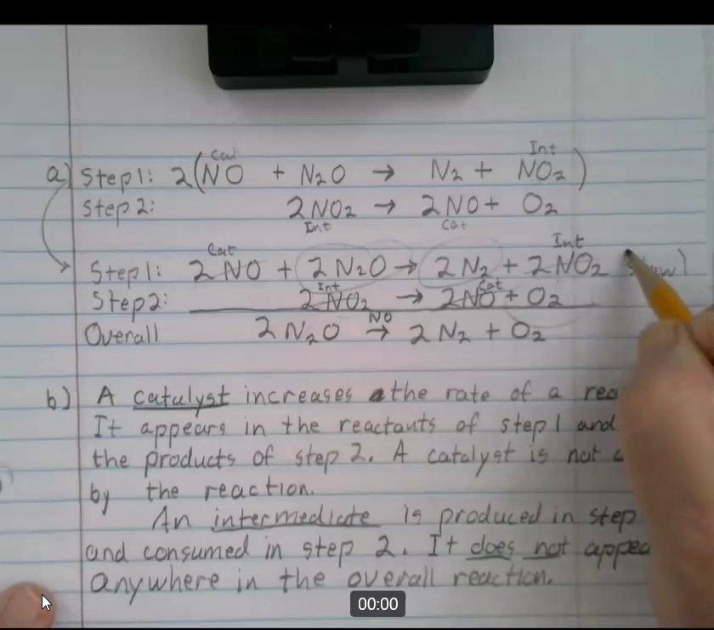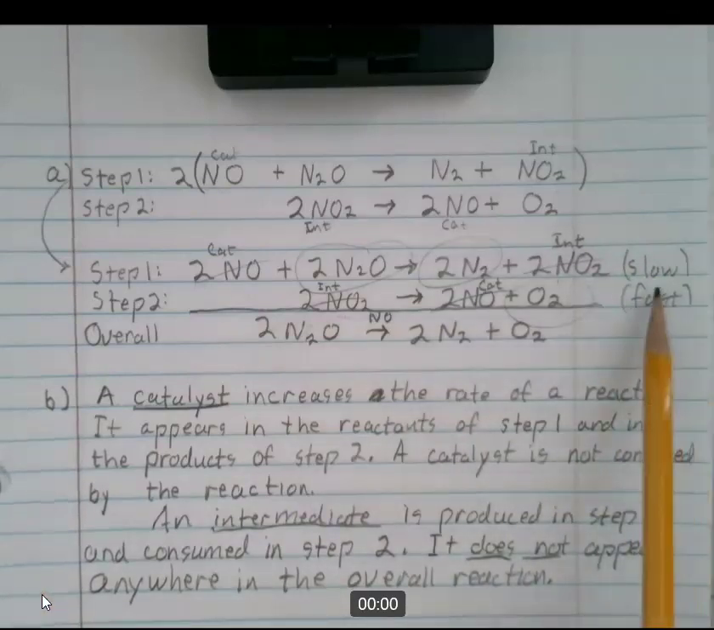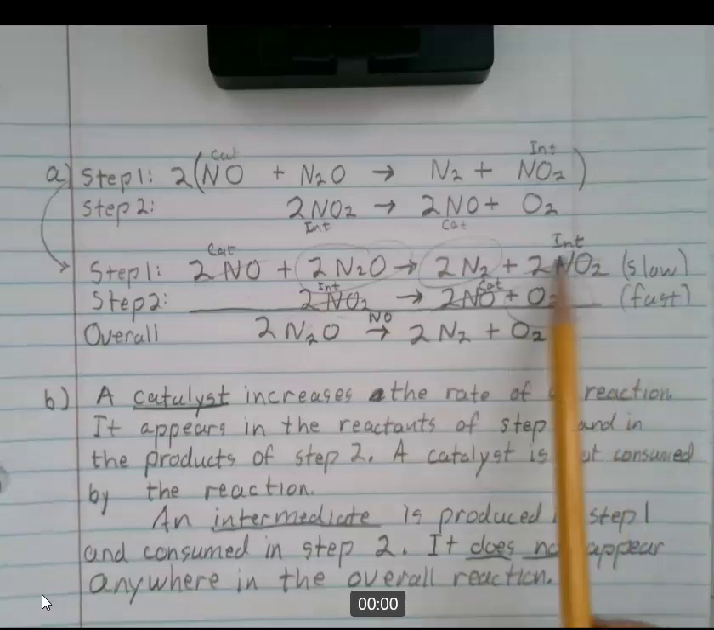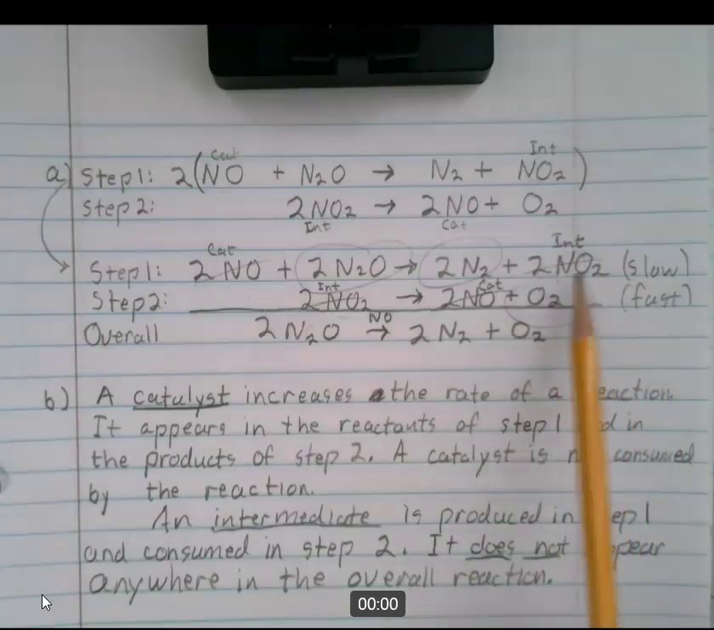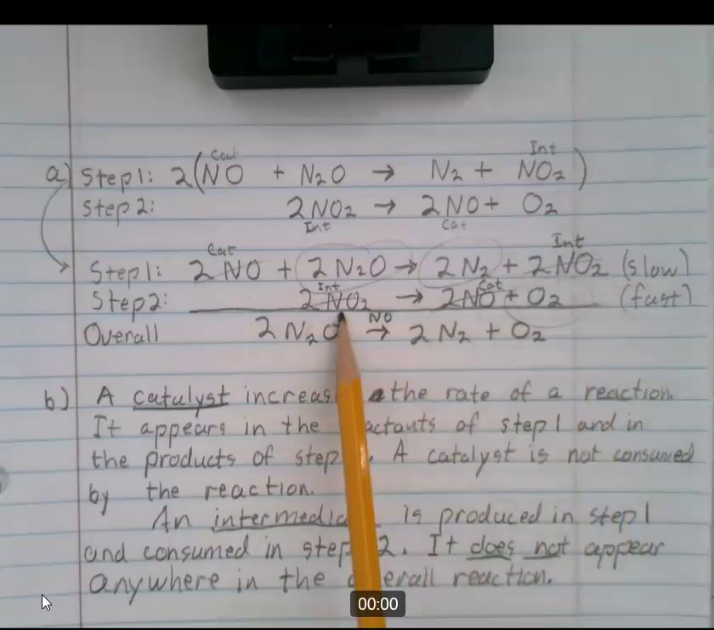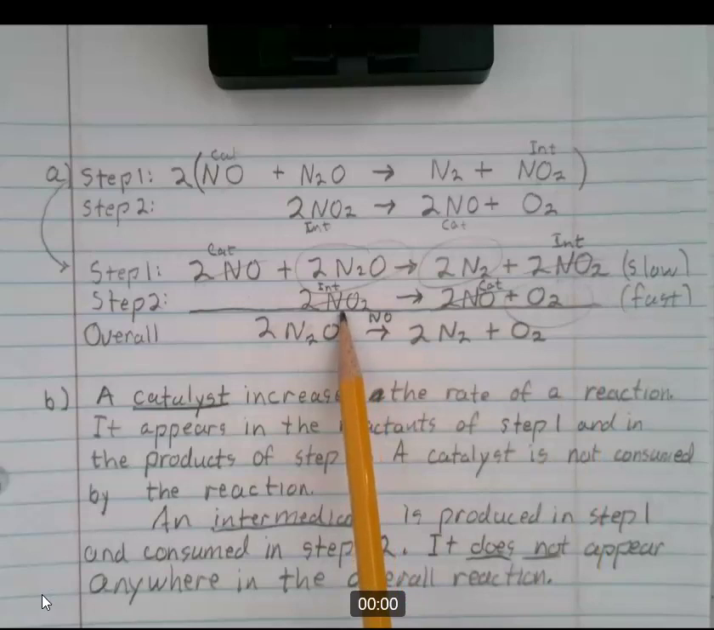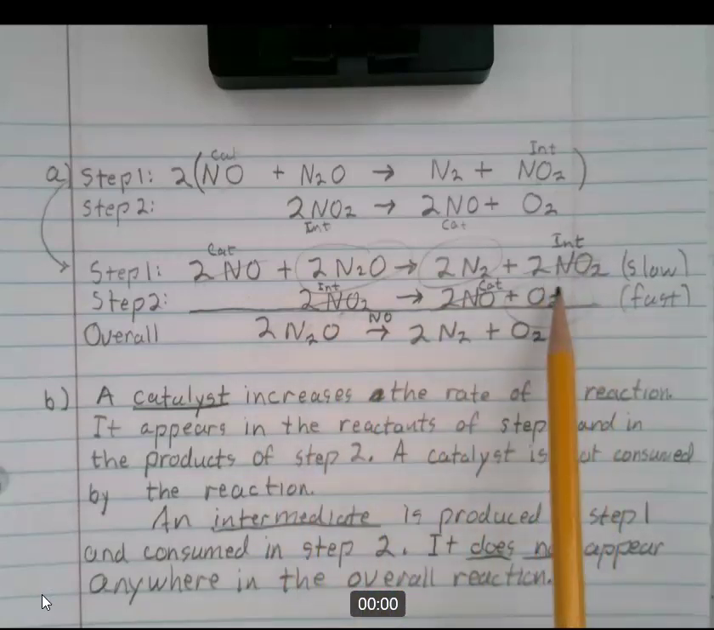So if the first step is the slow step, just like the last problem we did, and the second step is the fast step, then that's exactly what you would expect. You would expect no NO2 to be building up inside of your vessel where the reaction is taking place. As soon as NO2 is made, it's immediately consumed by step 2 because that's the fast step. So this produces slowly. As soon as something is produced here, it's gobbled up by step 2, and so you don't have any buildup of NO2.